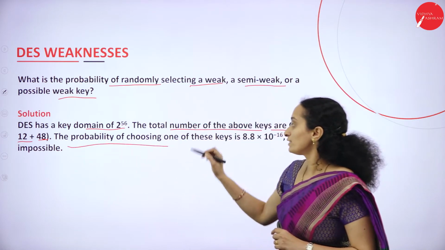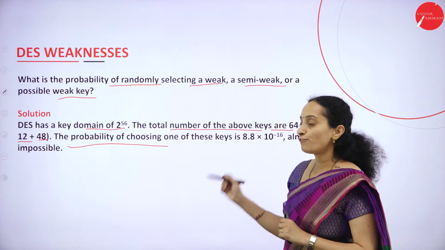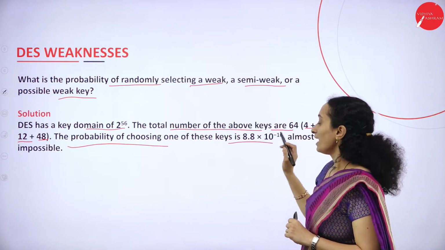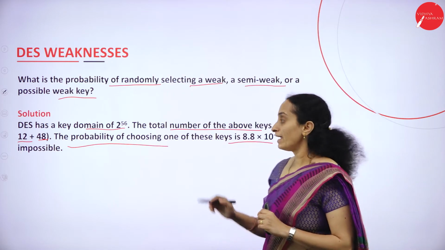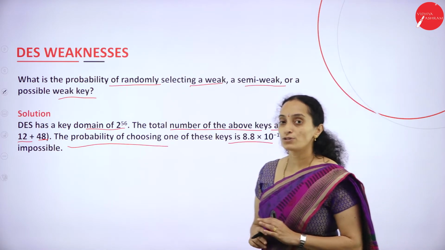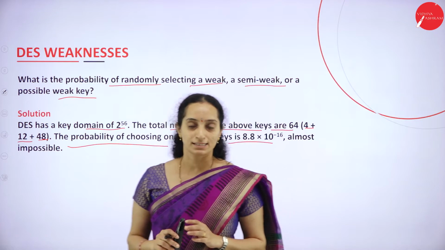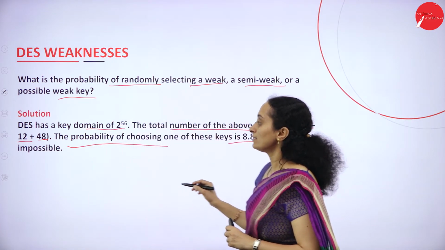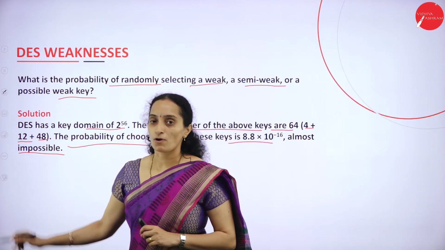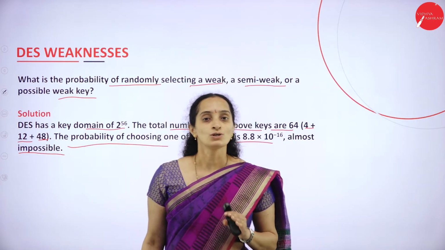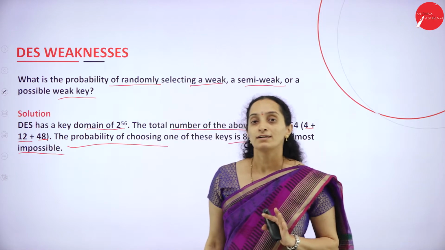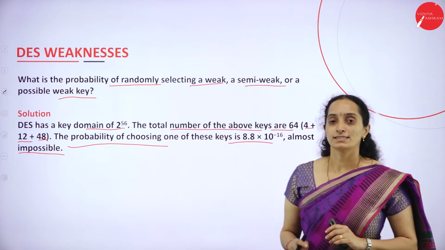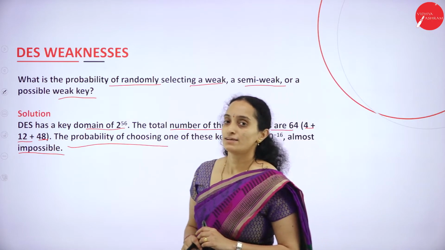The probability of choosing one of these weak or semi-weak keys is 8.8 into 10 to the power of minus 16. The probability has been calculated, which is almost impossible. That means DES usually does not opt for the weak keys or the semi-weak keys.